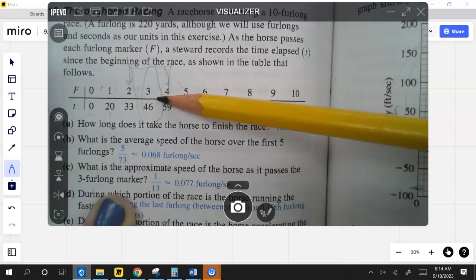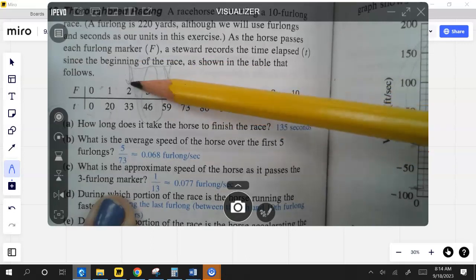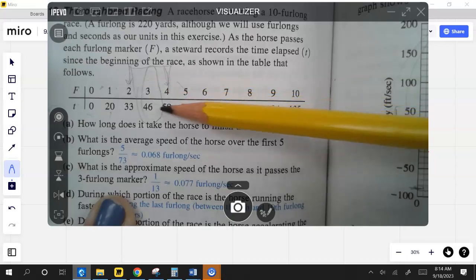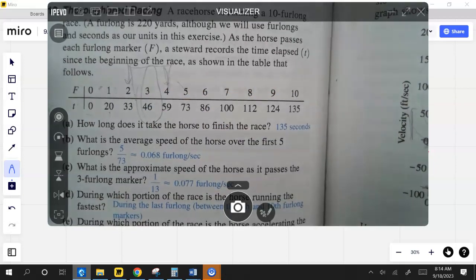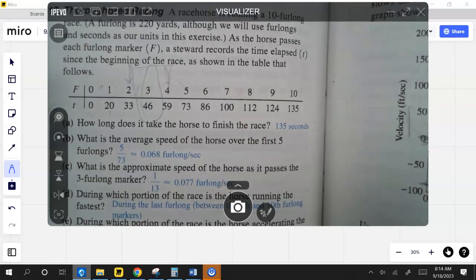Does that make sense? So again, I'm going 4 minus 2, which is 2, divided by 59 minus 33. You get 1 over 13, which is approximately 0.0769 furlongs per second. Does that make sense?